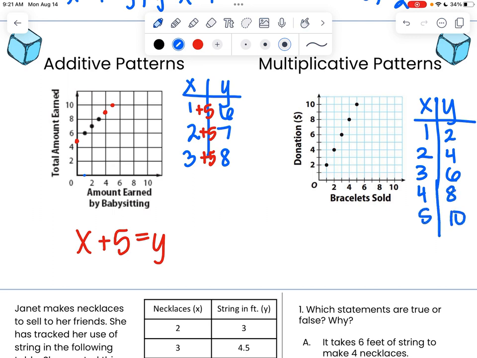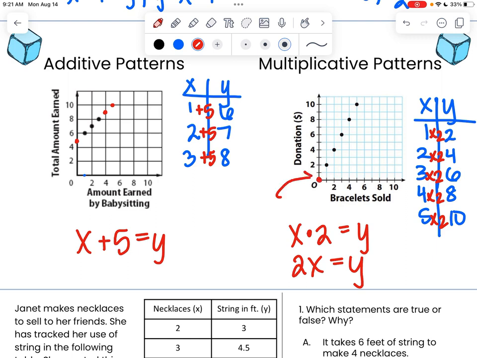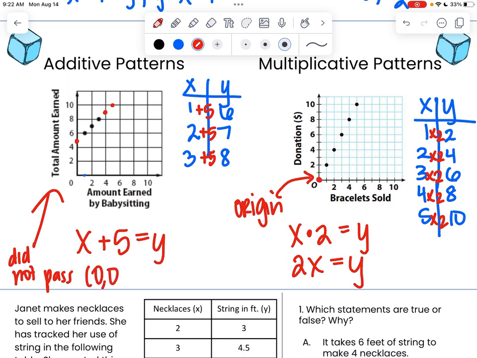And so quickly I'm seeing that my x's are just doubling. They're multiplying by 2 to get to my output. So I know that x times 2 is equal to y. Another way to word that would be 2 times x is equal to y. And the fun thing about multiplicative patterns is that they are always going to go through the origin. So notice that the first graph right here did not pass through the origin, and it was additive. But our second graph did pass through the origin, and it was multiplicative.